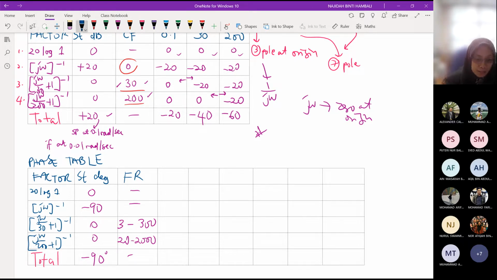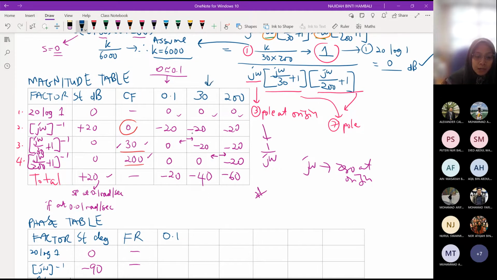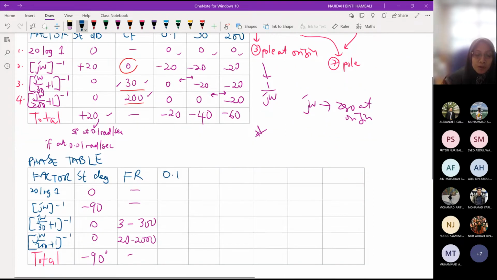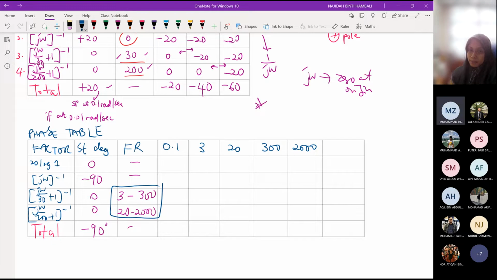Okay, next. We write our starting frequency for X axis scaling. We will start at 0.1 radian per second. If the question asks you to start at 0.01, then write 0.01. And then in the magnitude table, after the starting point, we write these two based on the cutoff frequency, from the lowest to the highest value. For this one, we are referring to this frequency range. So we have 3, 20, 300 and 2000. That's it. Any questions? No, madam. Clear, eh? Okay.